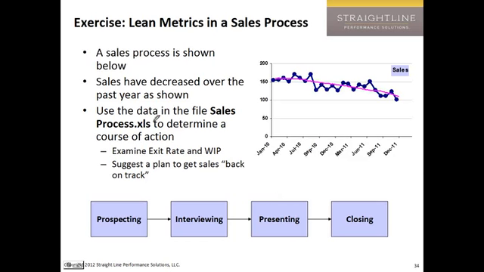What I'd like you to do is to use the data that's in the file salesprocess.xls to determine a course of action. Okay, what would you do? Just at a very high level. Obviously, we're not going to say fire people or sell a different product or whatever. But I want you to examine the exit rate and the WIP and to suggest a plan to get the sales process back on track. Okay? That's going to be in your next assignment, and hopefully that will be a nice challenge. You'll be able to see some of these lean metrics at work.